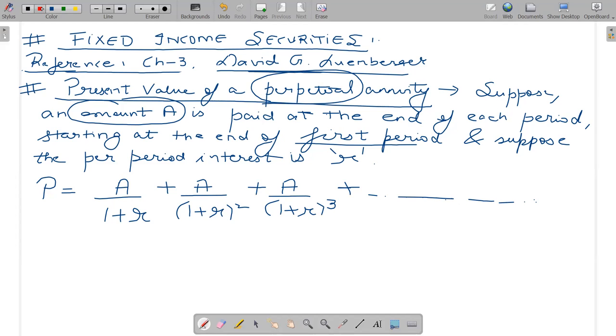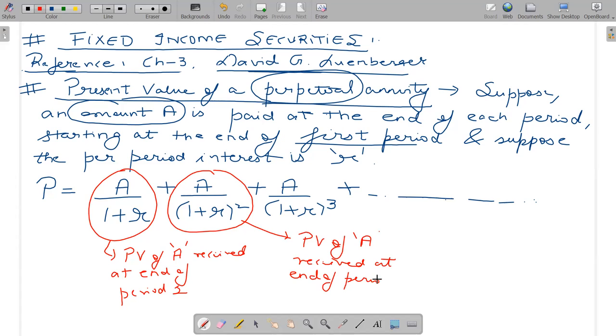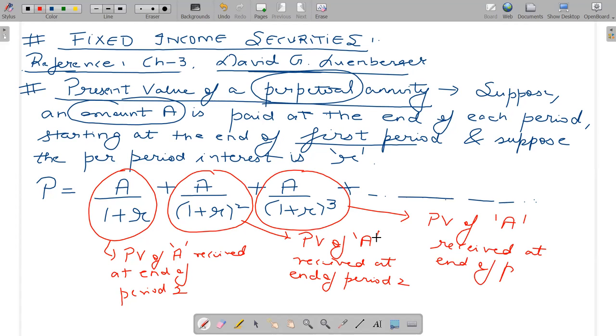So I can say this is the present value of A received at the end of period one. This is the present value of A received at the end of period two. This is the present value of the amount A received at the end of period three. And so on.